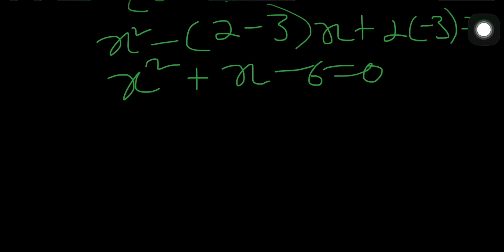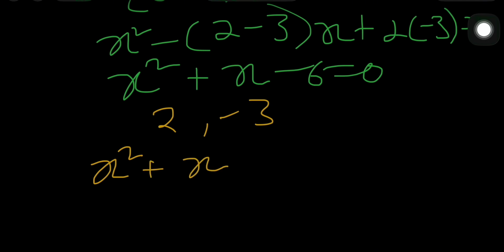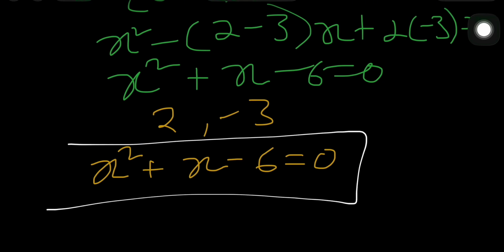Someone will just observe it. The values are 2 and -3. By simple observation, you just say x squared, then you add them in your head, you get -1, then you change the sign to plus x, then you multiply them in your head again, you get -6, equals 0. So by simple observation, with just the roots, you can find it straightforward without any formula or any steps involved.